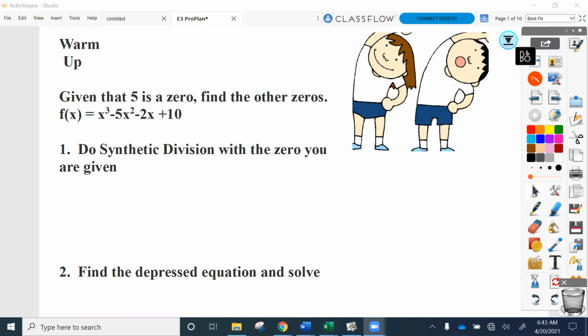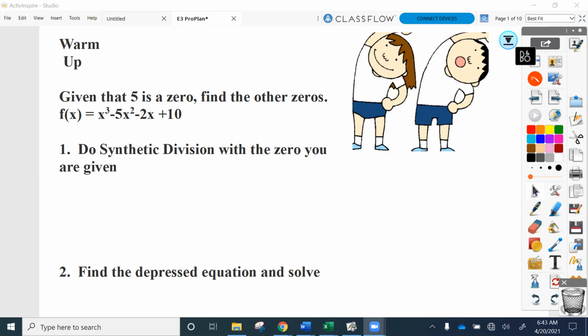We're going to continue on expanding a little bit on the factor theorem and the fact that if something is a zero, then when you divide using synthetic division, you should get a zero remainder. Okay, so this is just review from E2. Gave you problems like, given that 5 is a 0, find the other zeros.